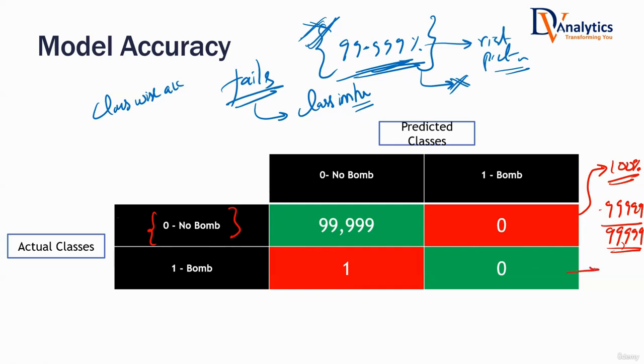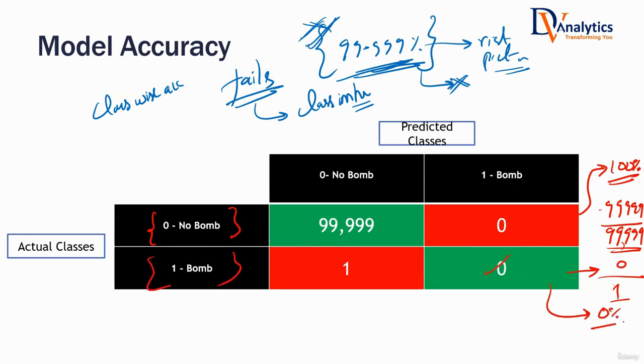Now let us talk about the accuracy of class 1. How many cars are there with the bomb? Tell me the denominator first. One car with the bomb. Let us talk about the numerator. How many times the model has accurately predicted? Zero. Out of all these cases, accurate predictions are 0. Tell me what is the accuracy percentage for class 1?